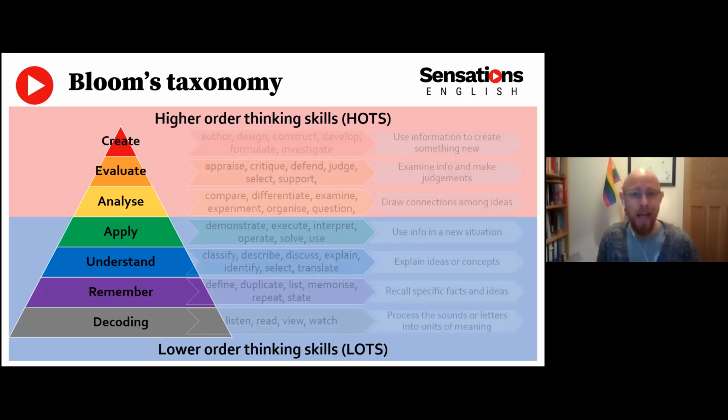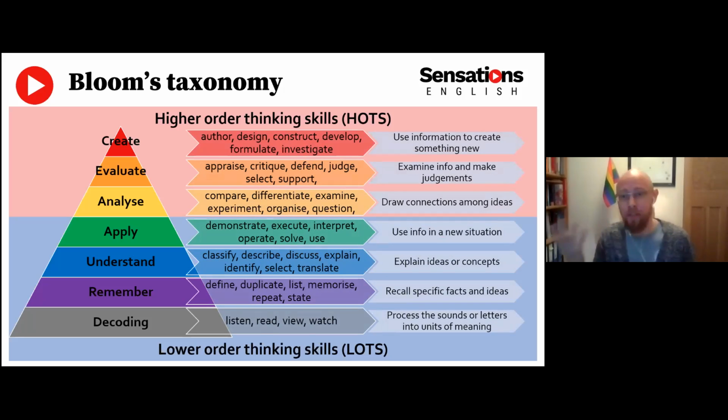It promotes their use. And if we think about some of the verbs and some of the functions that these different levels of skills require or apply, then we're going down from the decoding of processing the sound or letters into units of meaning, and the practice of doing that is core to our language classes. Then moving on to recalling, explaining and using information, which we're very good at doing in our classes. And then the harder stuff, the stuff that it's often harder for us to generate engagement with our learners, is to draw the connections among ideas, examine information and make judgments, and use information to create something really new.